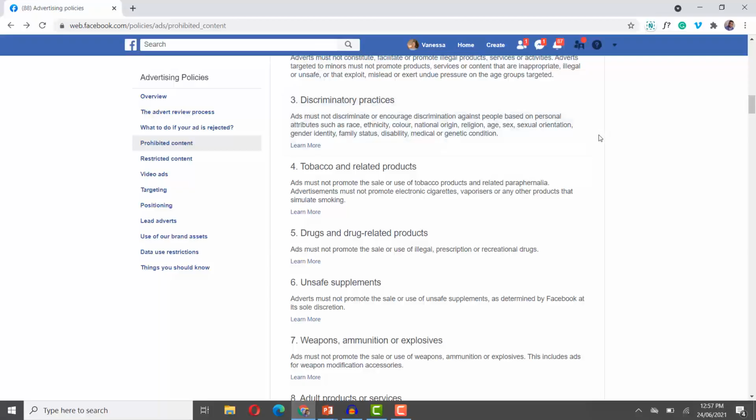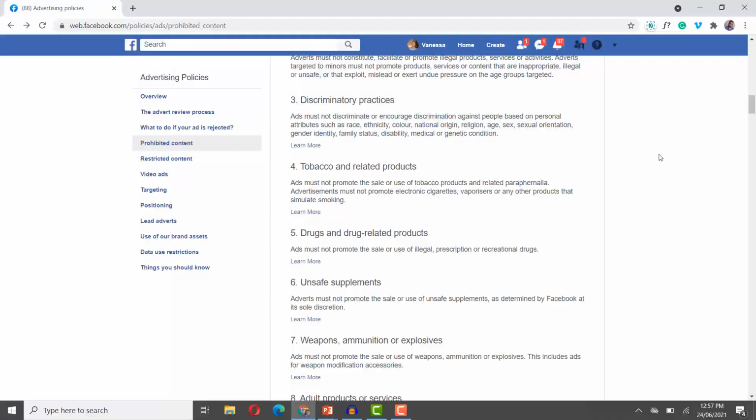Now, we also have discriminatory practices. This one catches a lot of people, and I'm going to explain. So ads must not discriminate or encourage discrimination against people based on personal attributes such as race, ethnicity, color, national origin, religion, age, sex, sexual orientation, gender identity, family status, disability, medical or genetic condition.